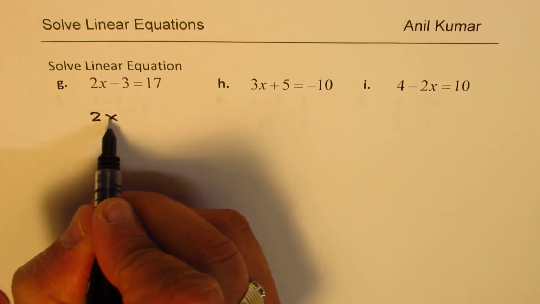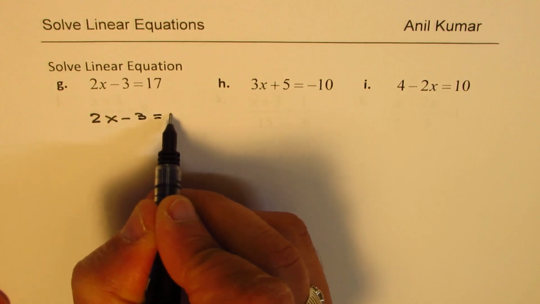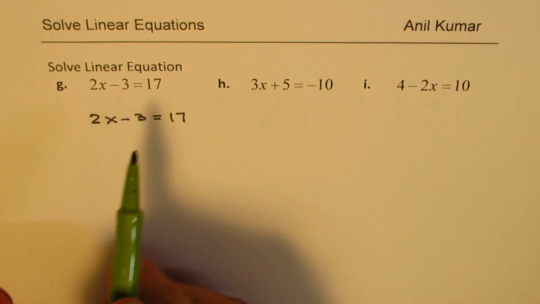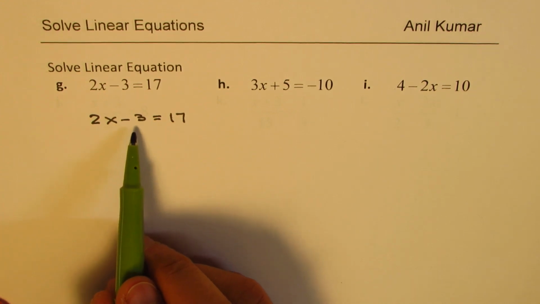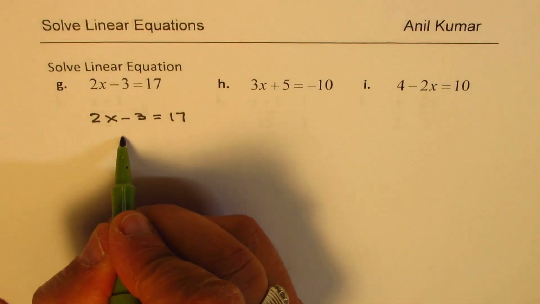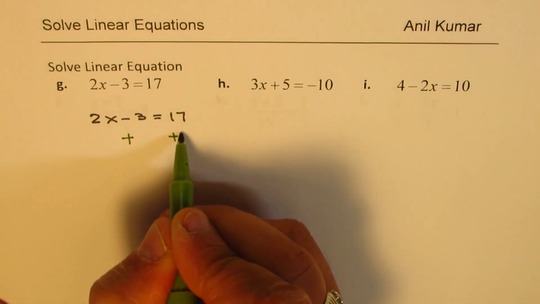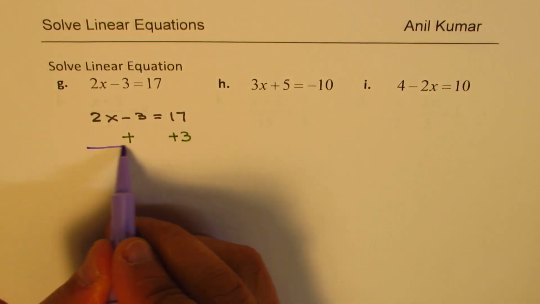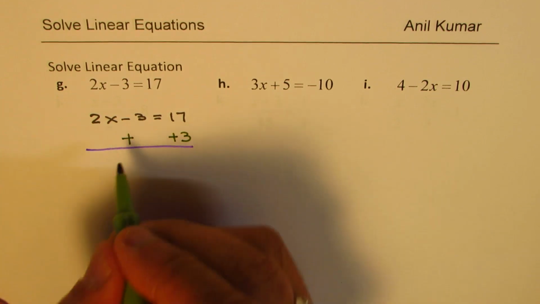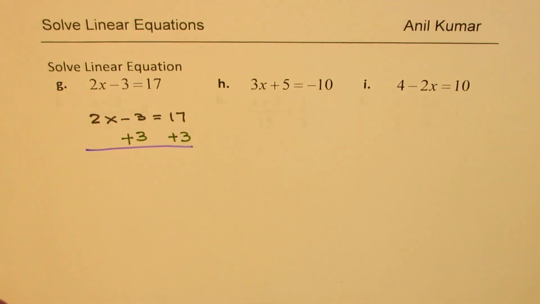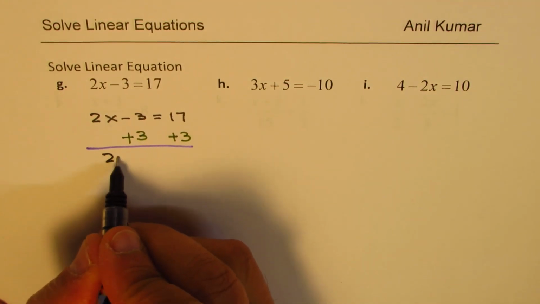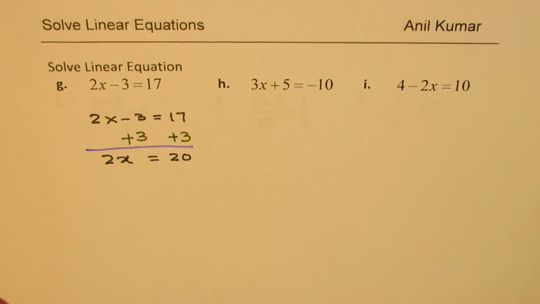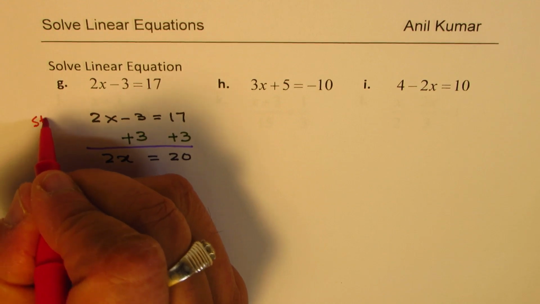We'll take 2x minus 3 equals 17. The first step here should be, since this is minus 3 here, we want to get rid of it. So we will do plus 3 on both sides. Right? So when you do plus 3 on both sides, what do you get? You get 2x equals 20. So that is our step number 1. Right? This is step 1.